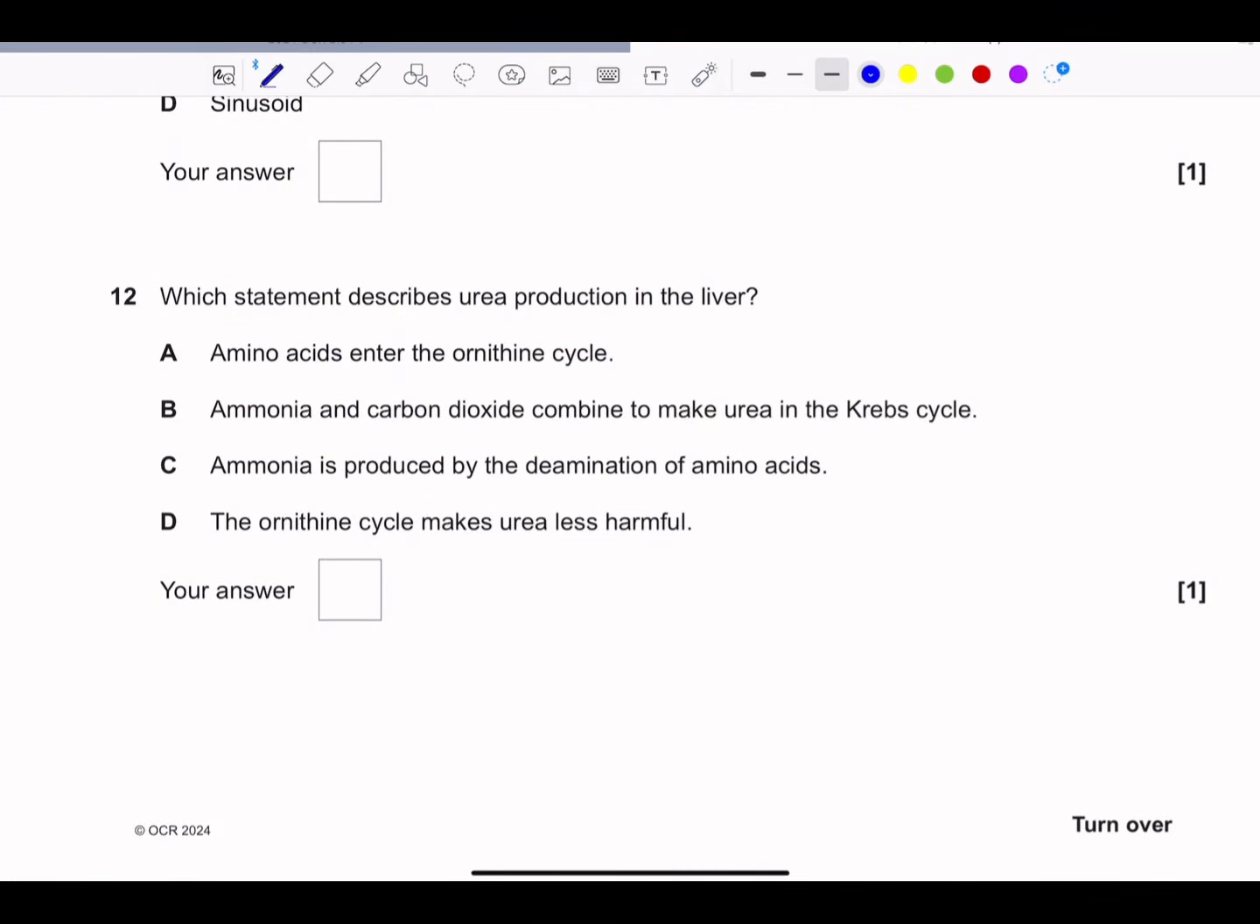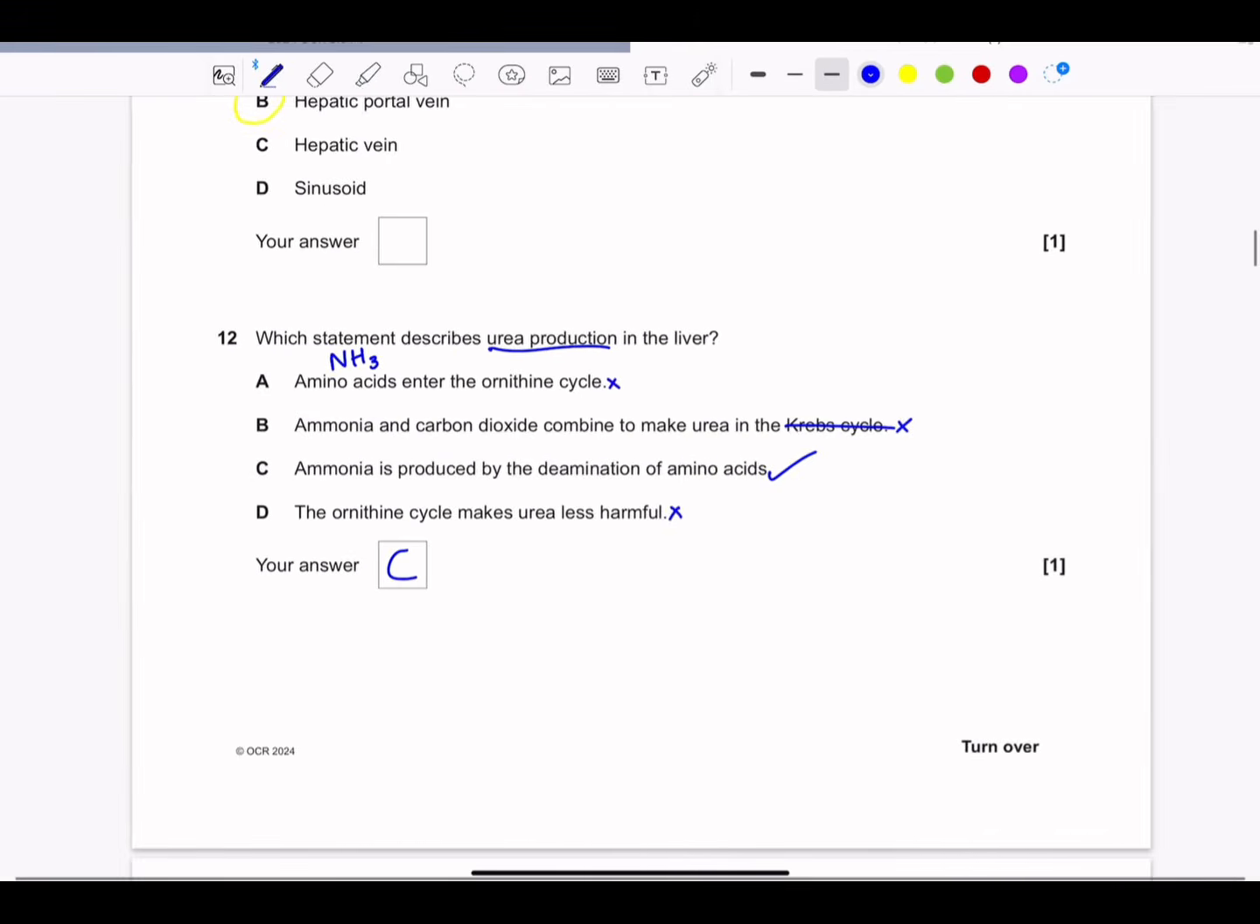Question 12 is which statement describes urea production in the liver? Amino acids enter the ornithine cycle. Absolutely not. It is ammonia that enters the ornithine cycle. This is just something you have to memorize. Ammonia and carbon dioxide combine to make urea in the Krebs cycle. Well, that's true. They do combine to make urea, but not in the Krebs cycle, in the ornithine cycle. Krebs cycle is respiration. Ammonia is produced by the deamination of amino acids. Yes, that is true. So by removing the amino group or the amine group, that is what makes ammonia. So the answer is C. The last one says that ornithine cycle makes urea less harmful. That is not true. It makes ammonia less harmful. Urea is the less harmful product.